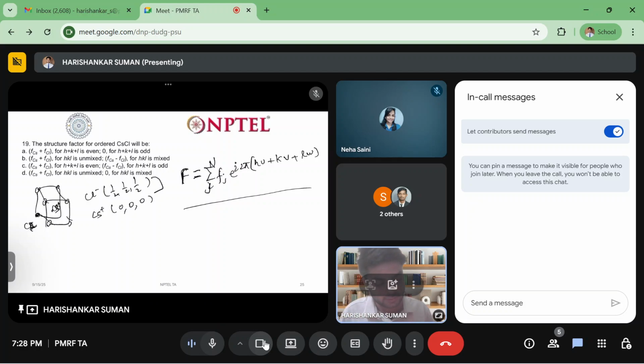Please calculate this. Let's put 400 for Cs. We will get 0. And similarly for Cl minus, this is Cl plus. This is e to the power 2 pi i, and half of H plus K plus L.